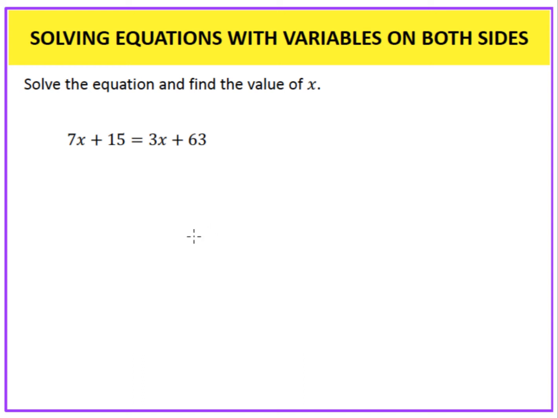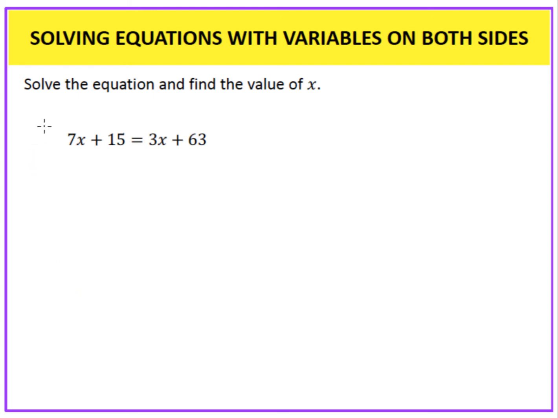In this video, we'll look at how to solve equations with variables on both sides. So we have this equation 7x plus 15 equals 3x plus 63, where we have variables on both sides, 7x here and 3x here. Now when we solve equations like these, the most important thing that you need to decide up front is which side will be your variables and which side will be your constants.